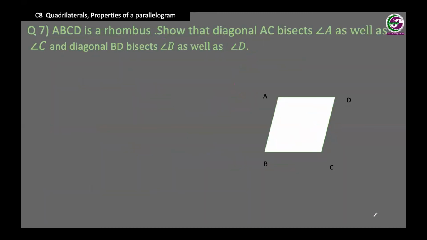Great. Let's move on to another example. ABCD is a rhombus, means all sides are equal. That's what we are given first of all. We have to show that diagonal AC bisects angle A. We have to show these two angles are equal. And first of all, it's given that ABCD is a rhombus.